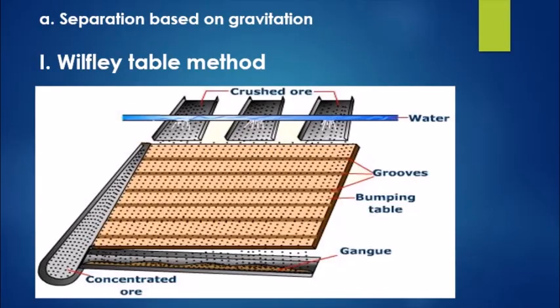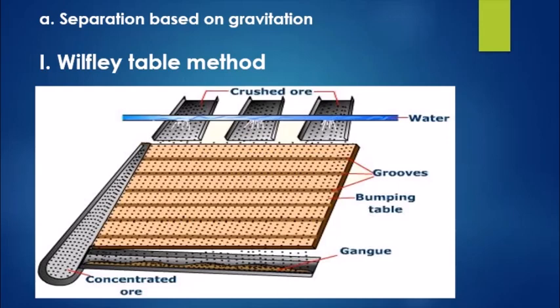The first separation based on gravitation is by using the Wilfley table method. In this we are using a gravitational method. For this we need a Wilfley table, which is made by fixing narrow and thin wooden riffles on an inclined surface. This surface is continuously vibrating. On top of it, we then put the crushed or powdered ore.